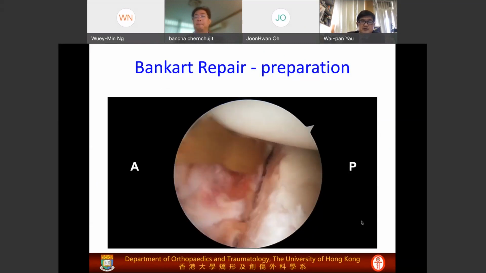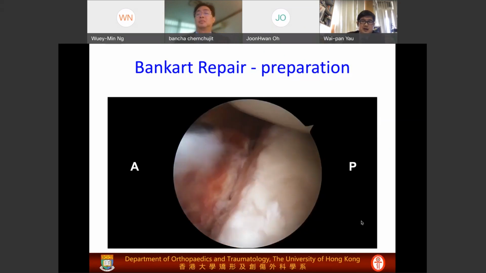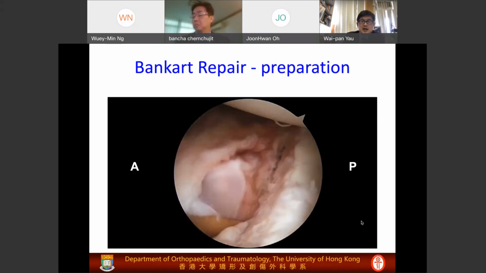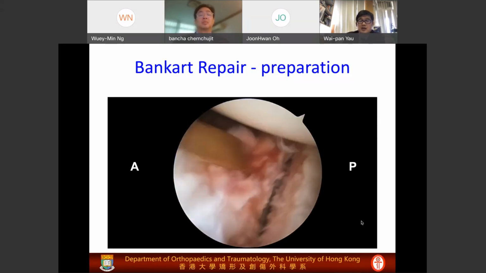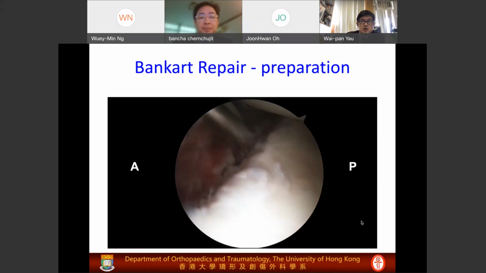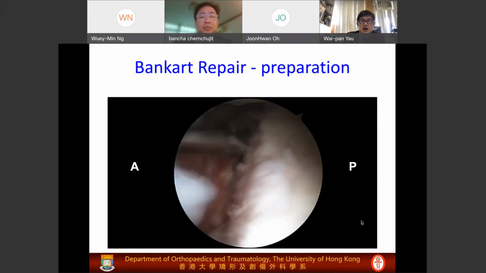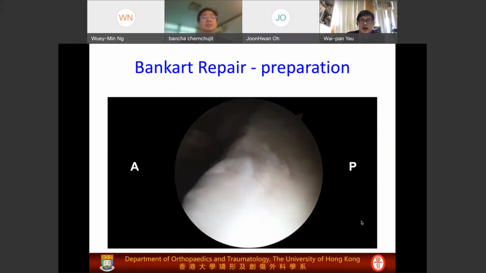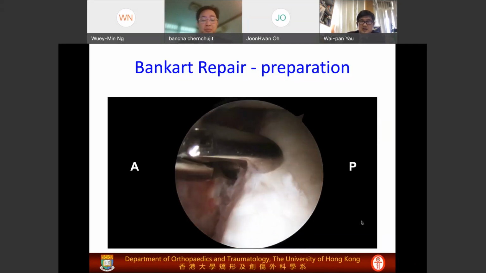So the first thing is we need to do adequate release so that we can bring this part back. The release typically will extend at least to the 5.5 o'clock and maybe even to the 6 o'clock, depending on how much the Bankart lesion is. And then usually for the superior part, I will go to the 3 or maybe even 2, depending on how much higher it extends. And then I will rasp the bone so that I make sure the glenoid neck is vascular.